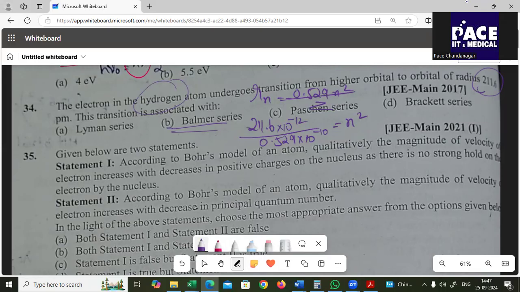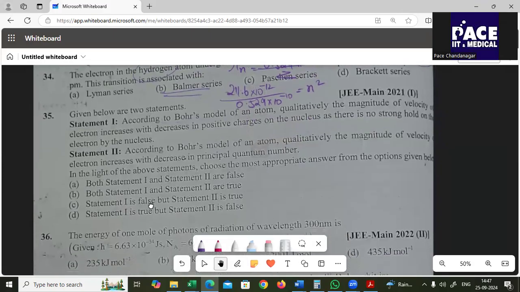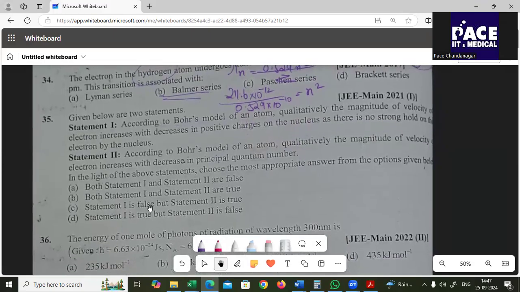Next, moving on with question number 35 here. Given below are some statements. According to the Bohr's model of an atom, qualitatively, the magnitude of the velocity of electron increases with decrease in the positive charge on the nucleus. Is that right? The magnitude of the velocity increases with the increase in the positive charge of the nucleus, right? So therefore, it is wrong.